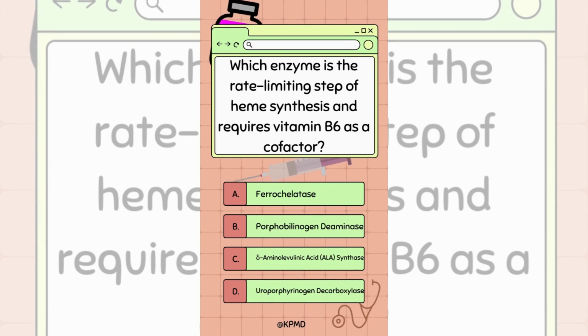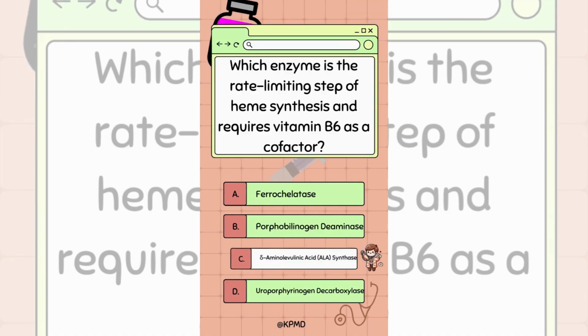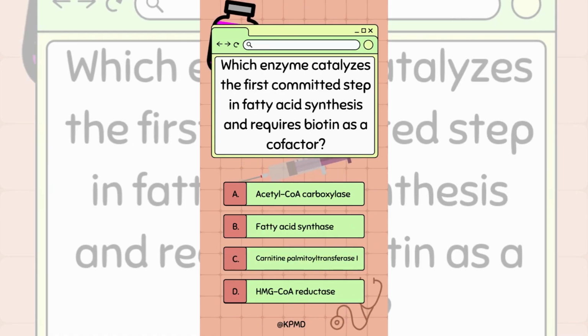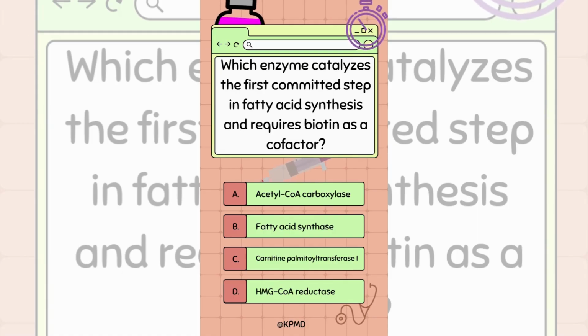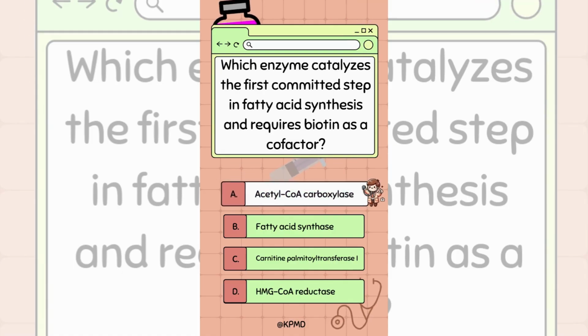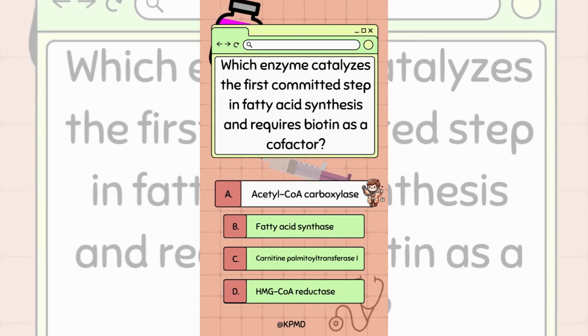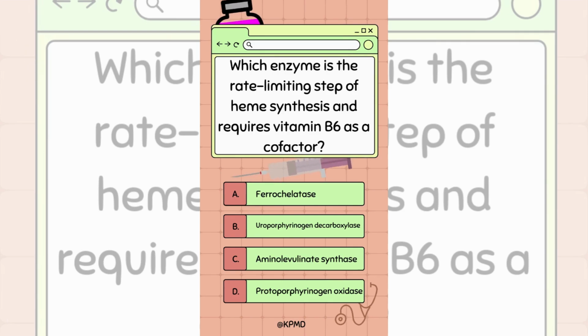Which enzyme is the rate-limiting step of heme synthesis and requires vitamin B6 as a cofactor? It's C. Delta-aminolevulinic acid synthase. Which enzyme catalyzes the first committed step in fatty acid synthesis and requires biotin as a cofactor? It's A. Acetyl-CoA carboxylase. Which enzyme is the rate-limiting step of heme synthesis and requires vitamin B6 as a cofactor?